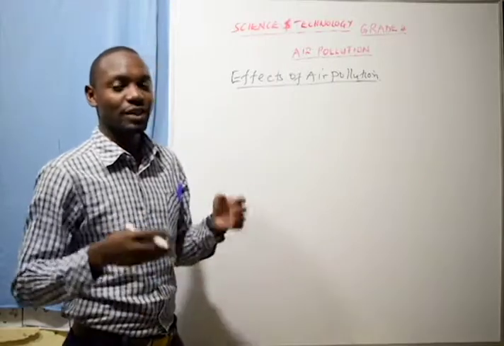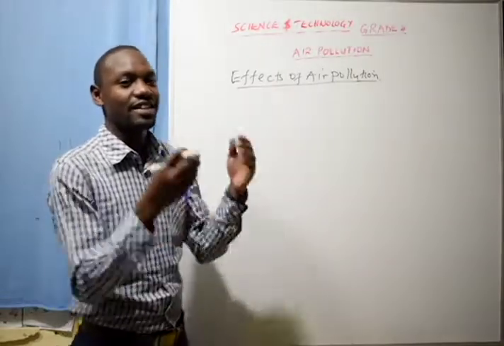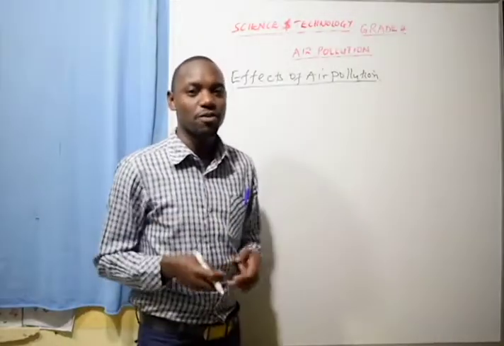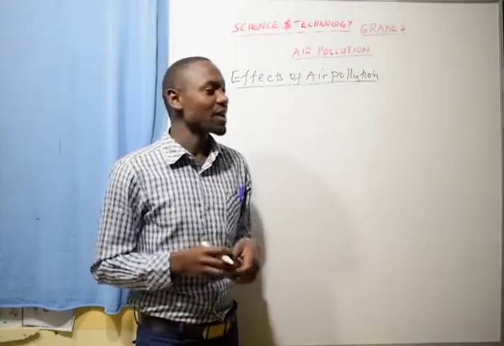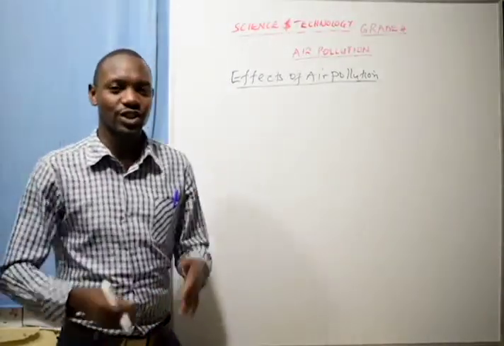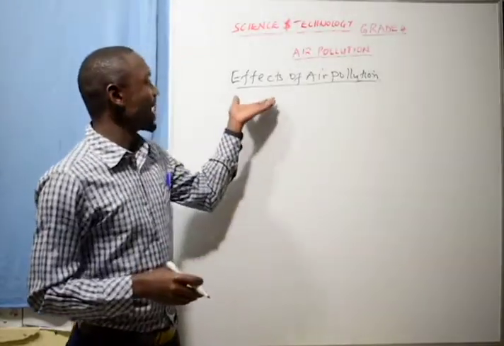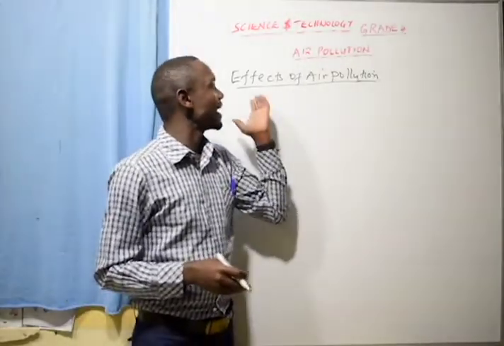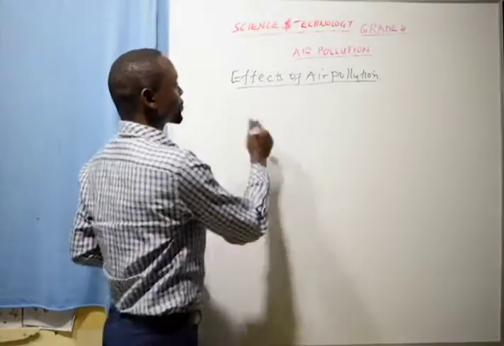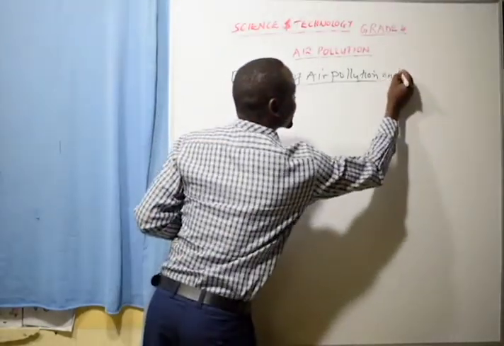And we said we have some characteristics of living things, that they live, they grow, they move, they feed. And we gave examples like animals, including human beings, and plants. So, how does air pollution affect living things? Effects of air pollution on living things.